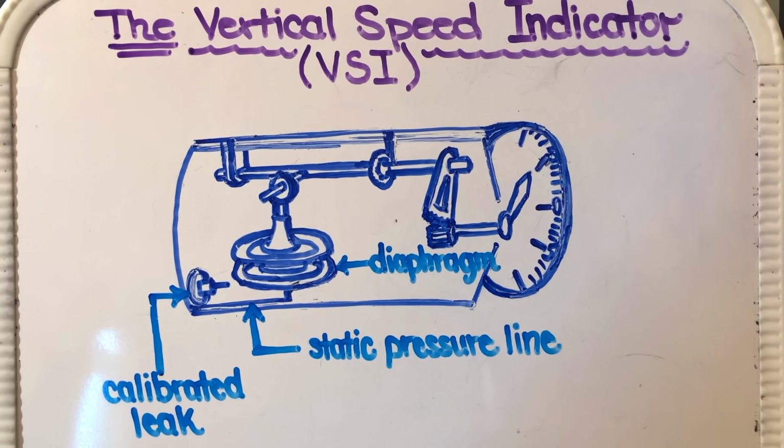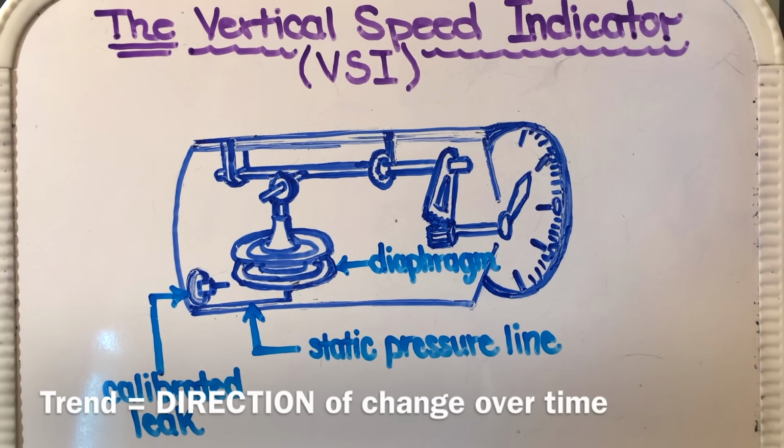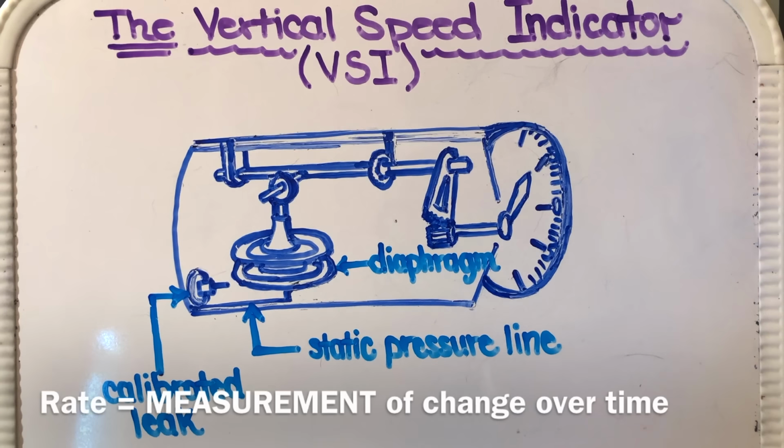Now, in case you're wondering, Cass, what's a trend versus what's a rate? A trend is when your VSI shoots up, for instance, but it doesn't give you a steady number. It just shows you the direction vertically in which you're headed. So it'll shoot up, but it won't give you a definitive number. A rate, however, is a steady number. So if you're in a climb, for instance, you'll get a steady reading of, say, 500 feet per minute. It's a consistent number you can read.